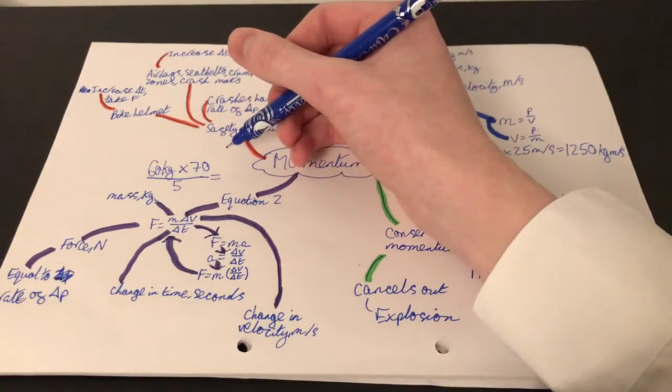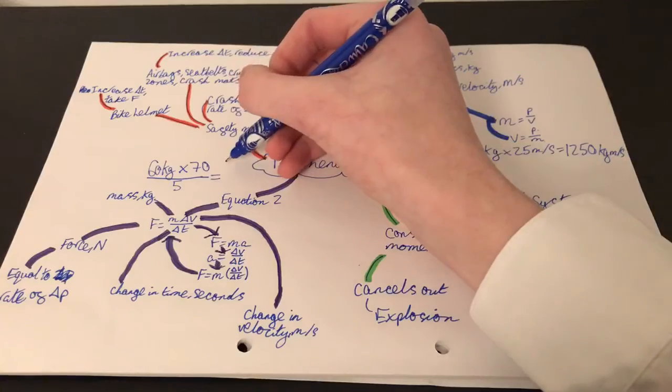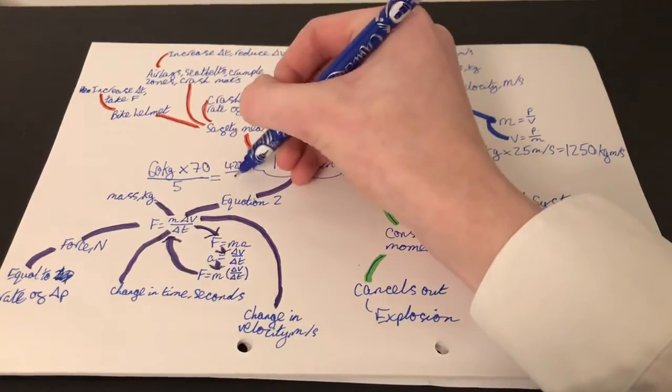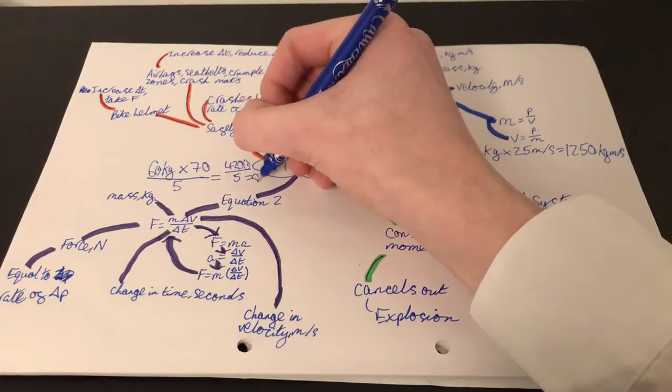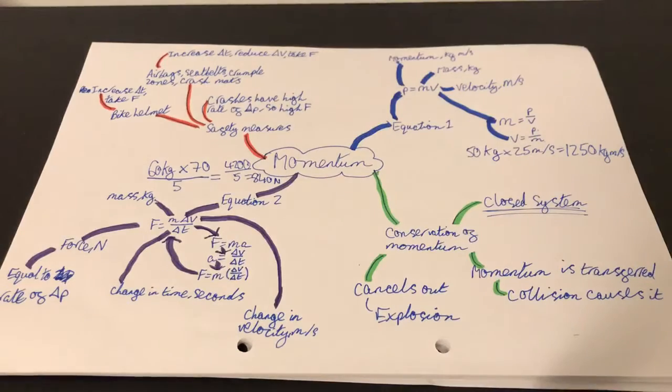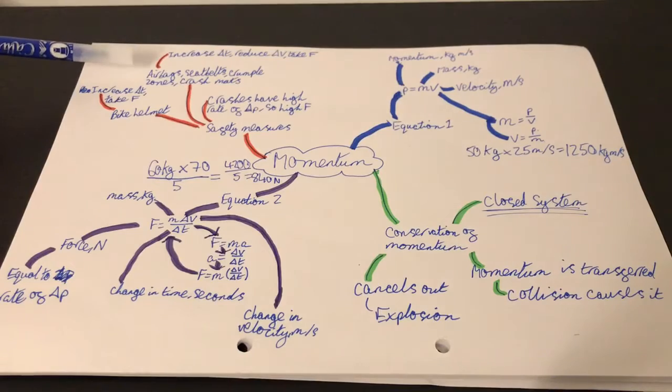force that would be exerted would actually be 4,200 over 5, which is 840 newtons. That's a lot of force exerted on you. That could cause death in some situations. So we install certain safety measures in our cars and while we're riding bicycles and things like that. So, you've got airbags and seatbelts in cars, you've got crumple zones in cars as well, and you've got crash mats when you're doing gymnastics if you fall off something from a height.